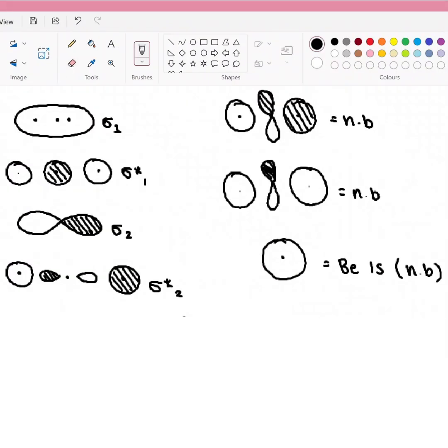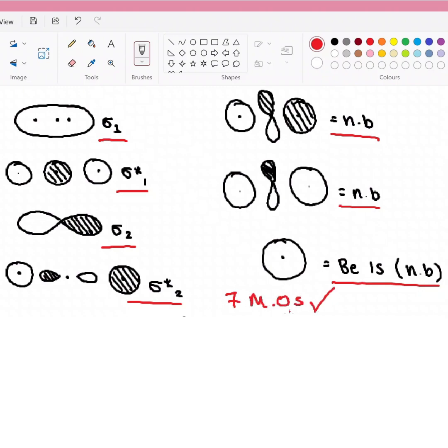It's now a good idea to check that we have ended up with the correct number of molecular orbitals, so we have redrawn them all here. We can count 1, 2, 3, 4, 5, 6, 7. So we have 7 molecular orbitals, which is what we expected at the start. We can now draw our MO diagram.